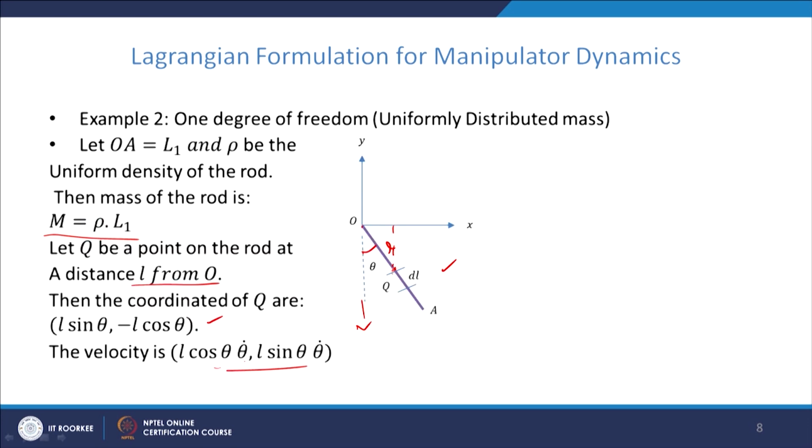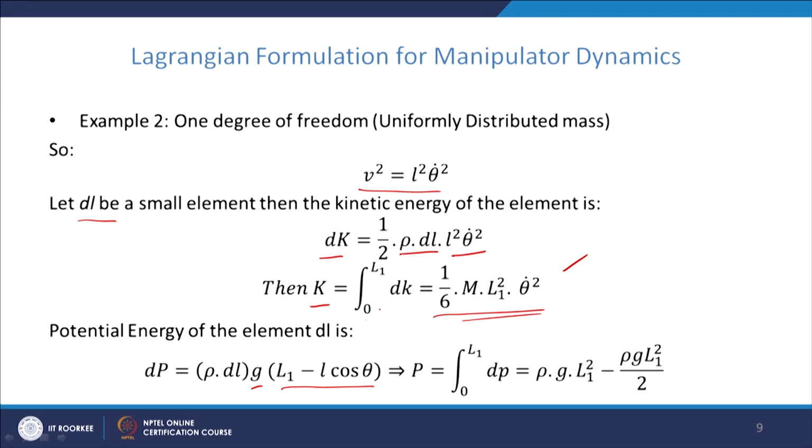So, the point here is, we assume that the L1 line, that is y equal to minus L1, is the line of zero potential energy. So, the height from that point is nothing but L1 minus this height, that is small l cos theta. So, the potential energy is mass into gravity into the height, which is L1 minus small l cos theta.